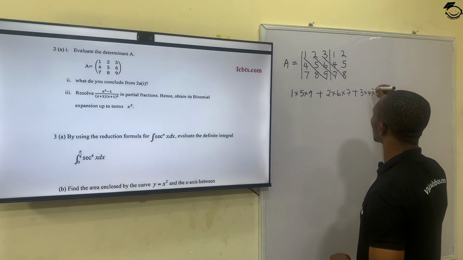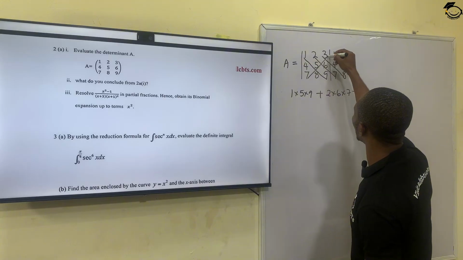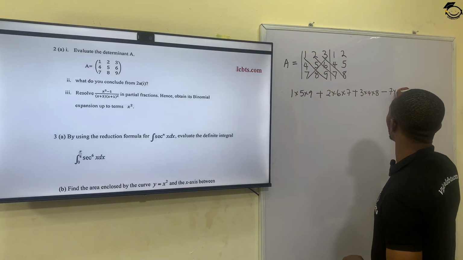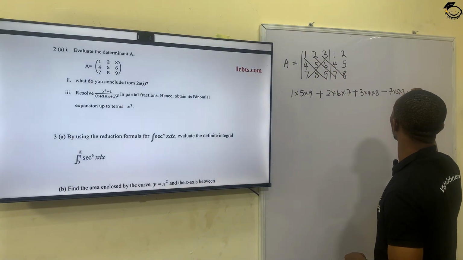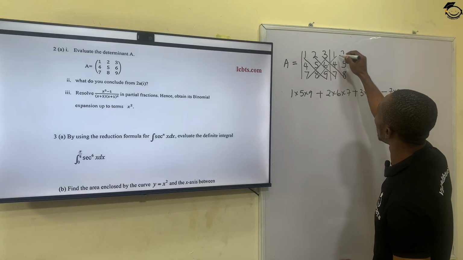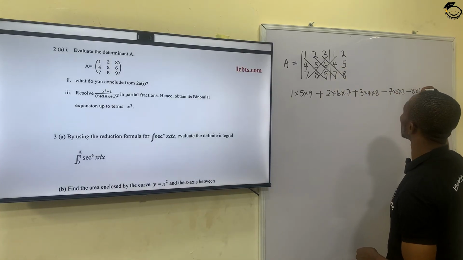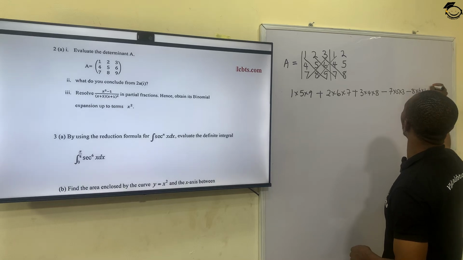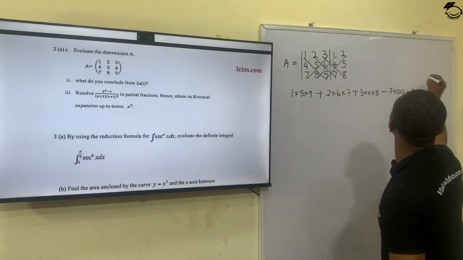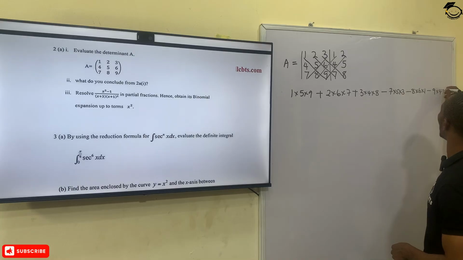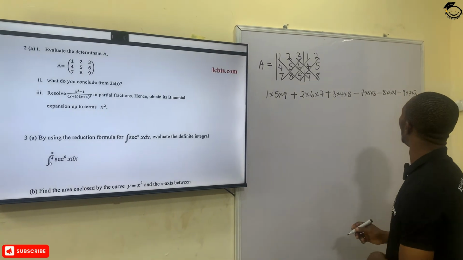Now, minus 7 times 5 times 3, minus the next one, 8 times 6 times 1, minus 9 times 4 times 2. All right.